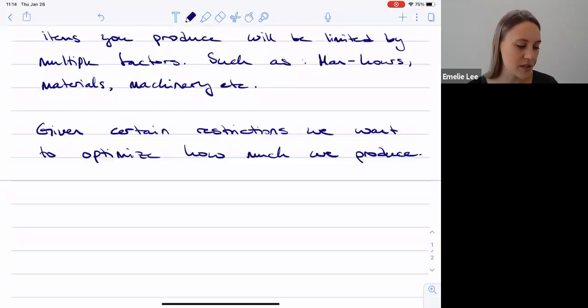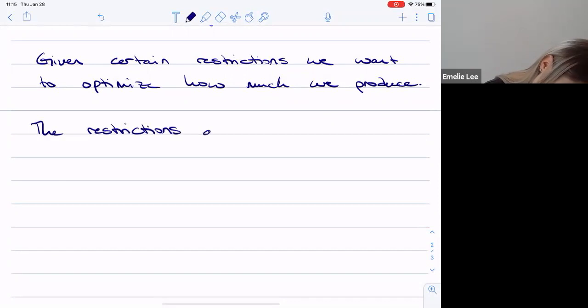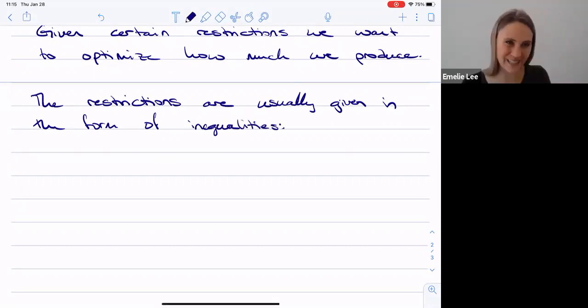These restrictions usually come in the form of inequalities. Now, inequalities are things like less than, greater than, not equal to. So the restrictions are usually given in the form of inequalities, and we need to do a quick refresher on inequalities before we can do anything.